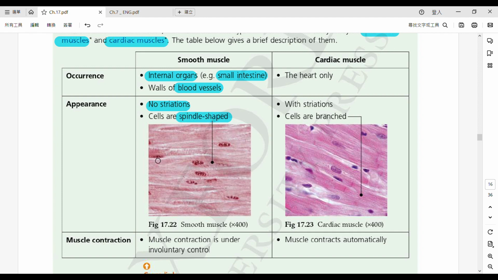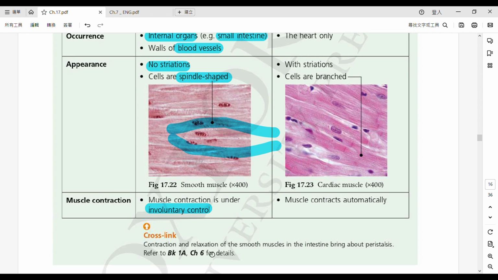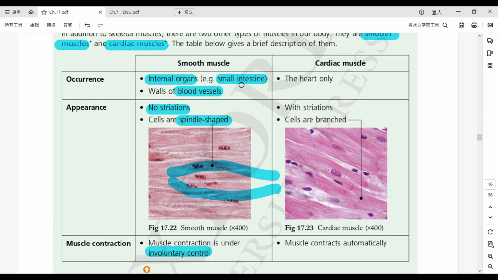What does it mean by spindle shape? 佢哋係廚房狀㗎. So I'm now trying to draw a spindle shape. Okay, I'll try my best. So this thing is like a spindle shape. So this smooth muscle, remember, they're under involuntary control. This one is really easy. So just take the small intestine for example.